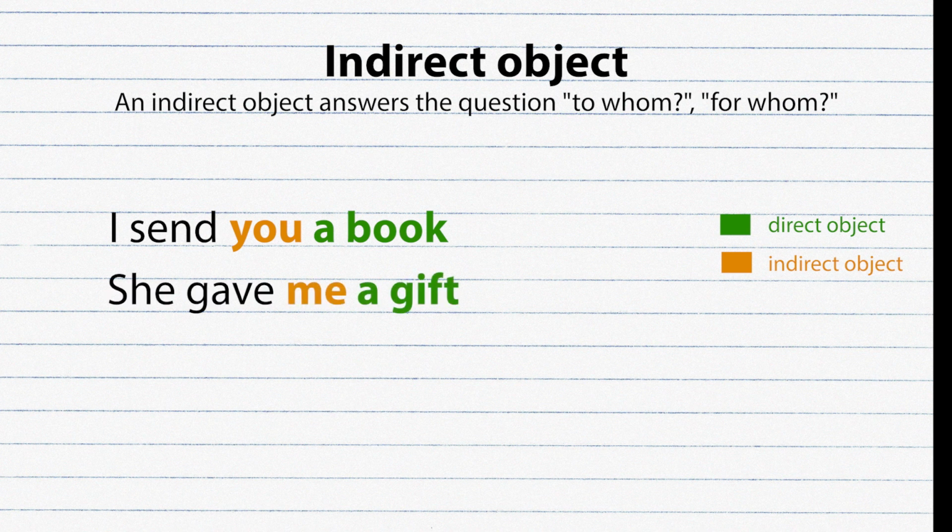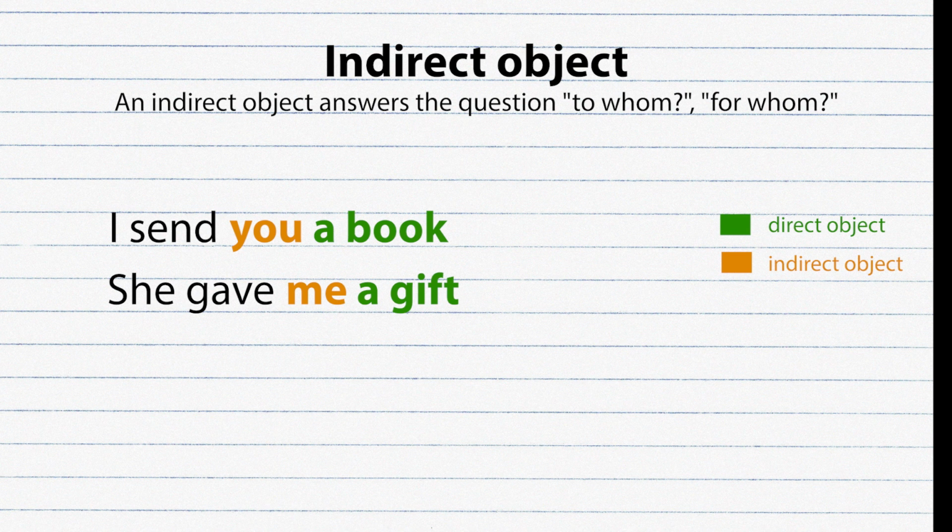Another example, she gave me a gift. A gift is a direct object. Me is an indirect object. An indirect object answers the question for whom or to whom. I send you a book. To whom do you send the book? You is an indirect object. She gave me a gift. To whom, for whom? Me. So me is the indirect object.